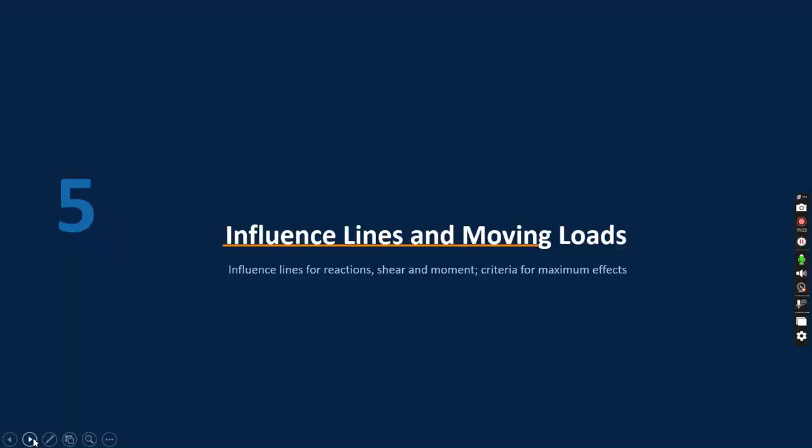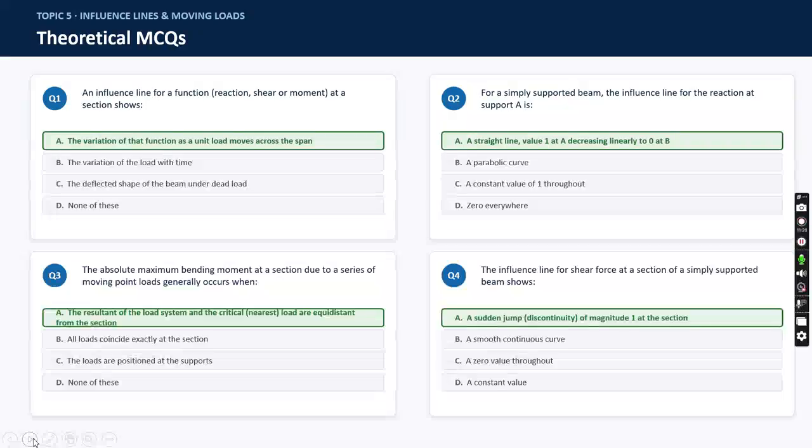Next comes the fifth topic, influence line and moving load. An influence line for a function at a section shows the variation of the function as a unit load moves across the span. Option A is the right answer. For a simply supported beam, the influence line of the reaction at support A is a straight line with value 1 at A decreasing linearly to 0 at B. Option A is the right answer.